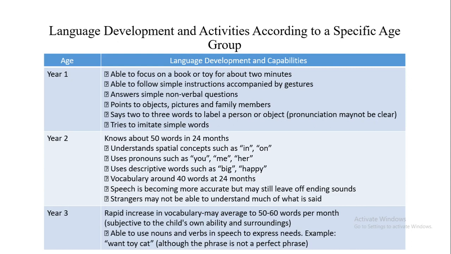At year 3, you can see a rapid increase in vocabulary, and it may average about 50 to 60 words per month. That is subjective to the child's own ability and also the surroundings. The child is able to use nouns and verbs in speech to express needs, for example, "want toy cat." So although the phrase is not a perfect phrase.